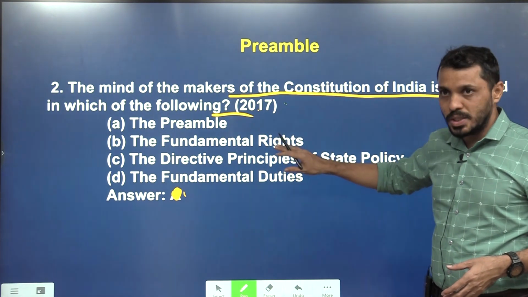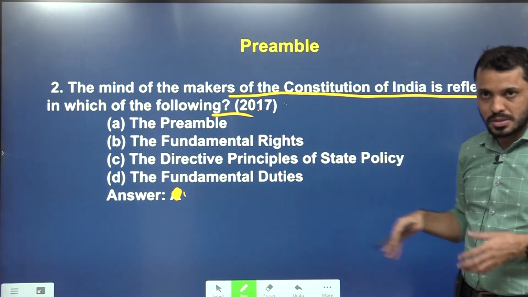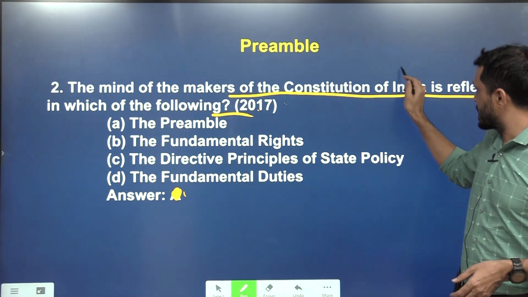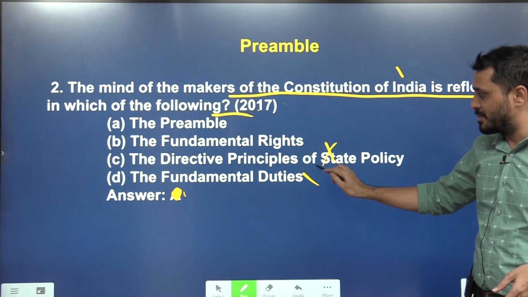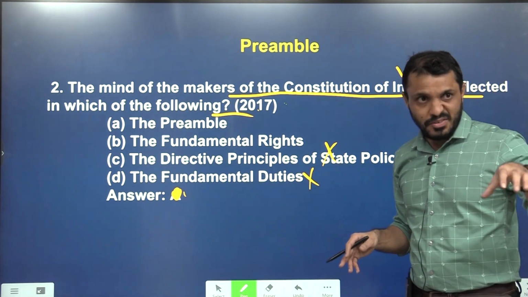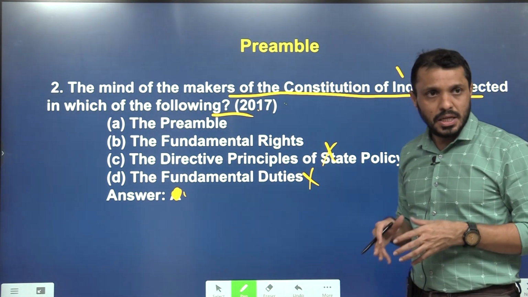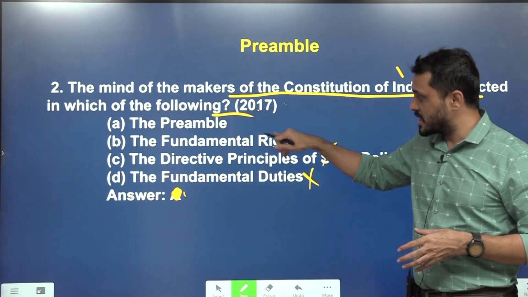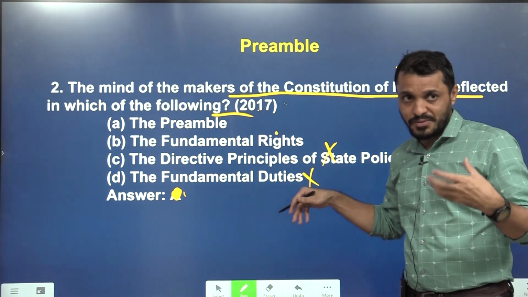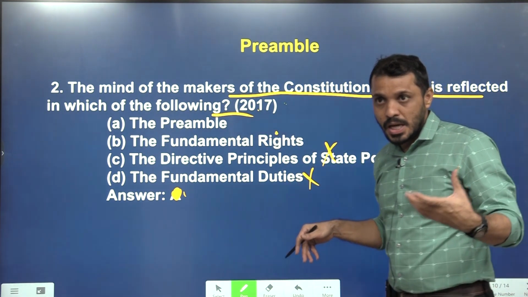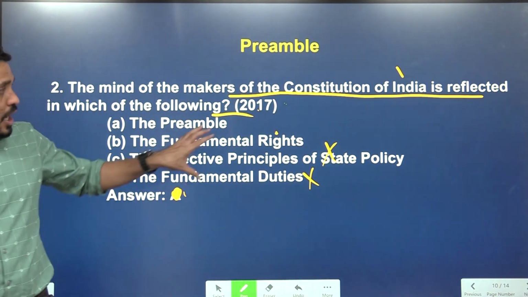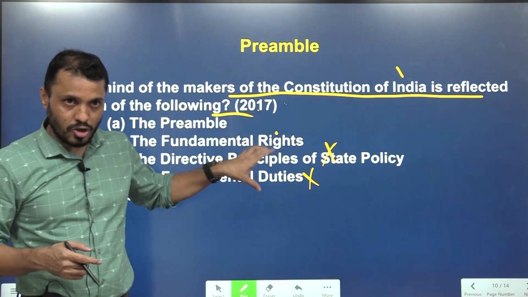But when you go through this, of course, they frame the options somewhat simpler in this question, because fundamental rights don't reflect the thoughts, and DPSP. Fundamental duties, forget about, because fundamental duties were nowhere in the original Constitution. They were added later. DPSPs reflect social justice. This is individual justice, and this is the mindset of the makers of the Constitution. So when you see questions like this, after the quick revision, you will understand how the questions are framed from a particular topic.